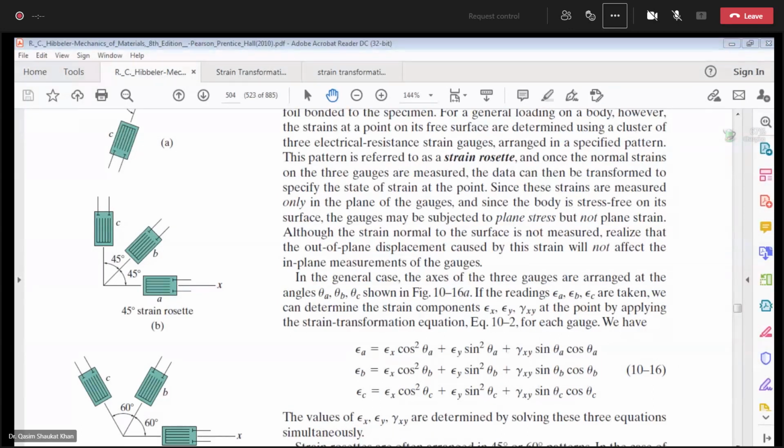Actually there can be more than 3, but in general we use 3 strain gauges. And if there are 4, sometimes it happens that it cannot be solved easily using these calculators. For that we need Excel to solve it. So in our case, we will limit it to 3 strain gauges.